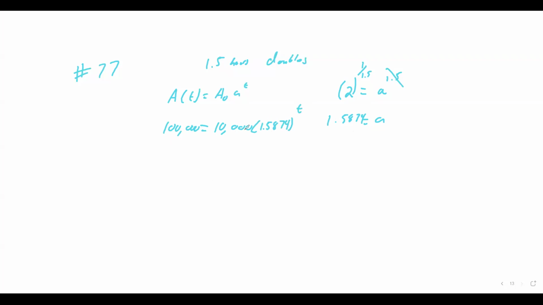So I'm going to divide this by 10,000. And when I do this, I can see that that cancels that. And so I get 10 equals 1.5874 raised to the T. So again, using the log rule, this will give me log base 1.5874 of 10 equals my time.